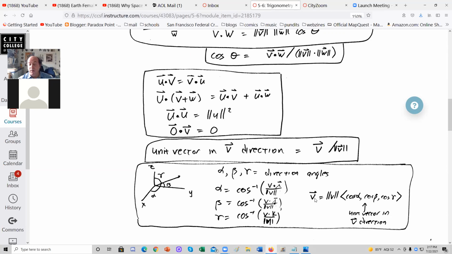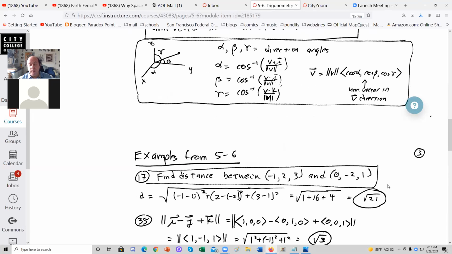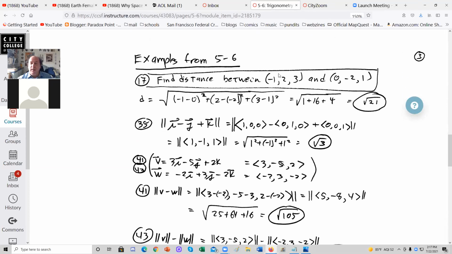And the vector v is its length times cos alpha by cos beta by cos gamma. This vector, cos alpha by cos beta by cos gamma, is a unit vector in the v direction. So, some examples. Find the distance between -1, 2, 3 and 0, -2, 1. Well, that's just the length of the vector between them. So the distance is the square root of the sum of squares of differences: -1 minus 0 squared plus 2 minus -2 squared plus 3 minus 1 squared. Negative 1 minus 0 is negative 1.